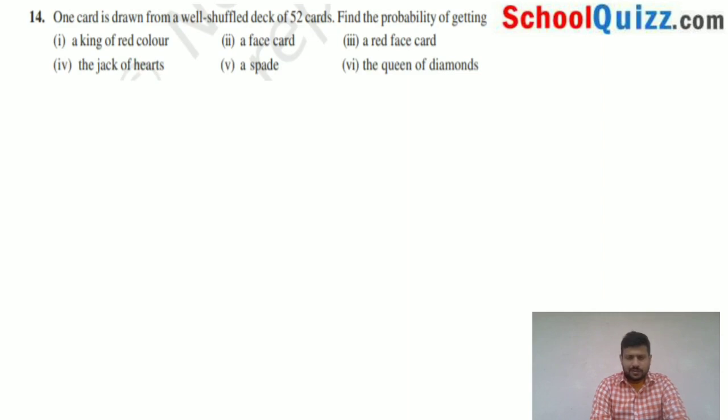Now let us proceed for the fifth part. Fifth part states that we have to find the probability of getting a spade. Now total number of spade cards is equal to 13.